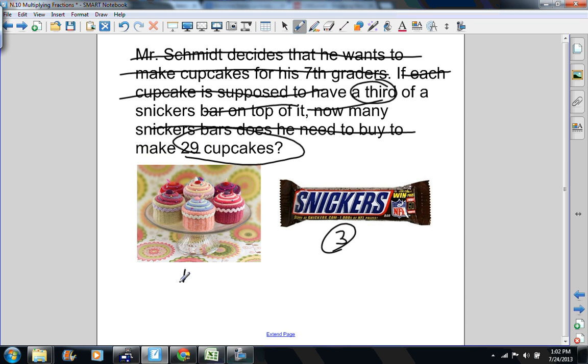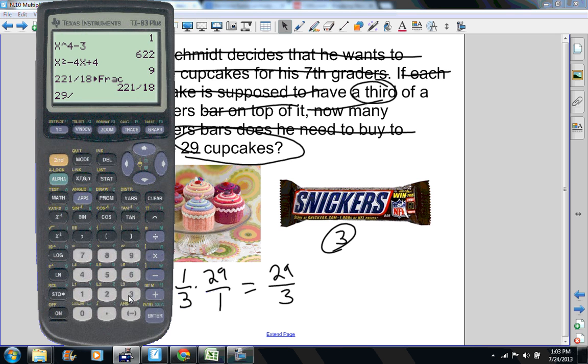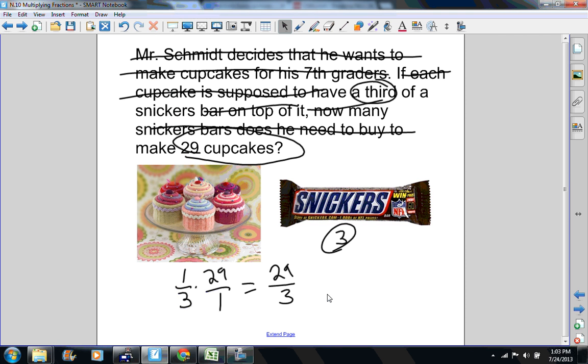So I'm just going to go 1/3 times 29 over 1, which gives me 29 over 3. And now in this case, a decimal is going to make more sense. So I'm going to go 29 divided by 3. And that gives me 9.67. Okay, well, I can't buy 9 2/3 of a Snickers bar. So that means I'm going to have to buy an extra one and come up with 10 Snickers bars.